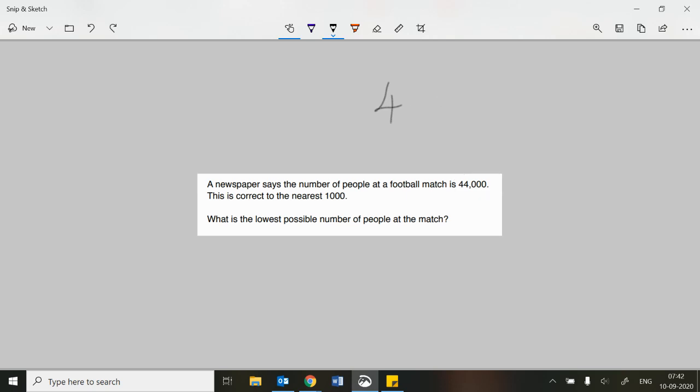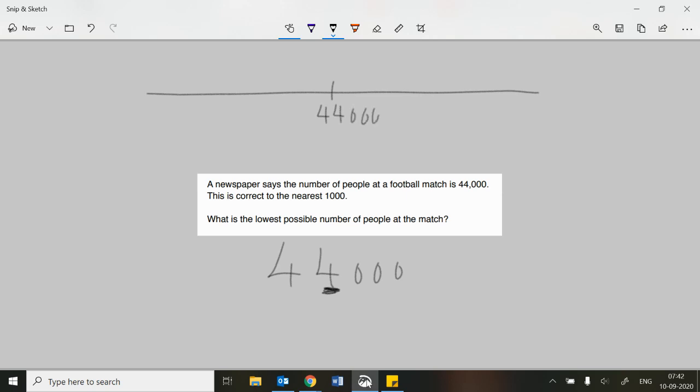In order to do this question, what I would do is come up with a number line to help us. We see that we've got 44,000. It's been rounded to the nearest 1,000, so I'm going to underline that place, and I'm going to put 3 things on the number line. I'm going to put on 44,000, then go up to the next 1,000, so 45,000, and go down to the previous 1,000, 43,000.